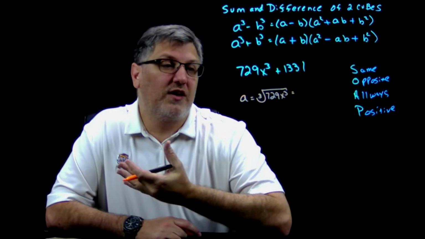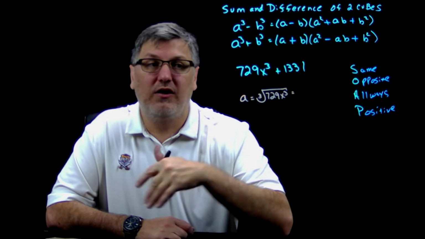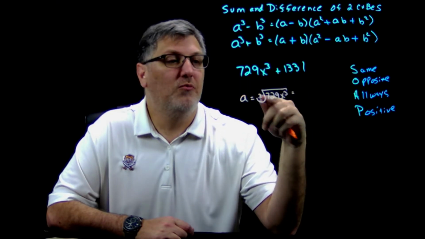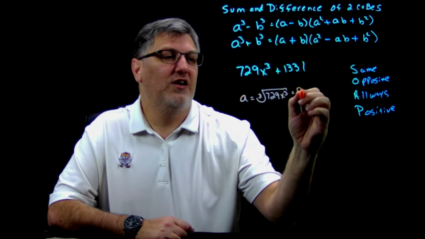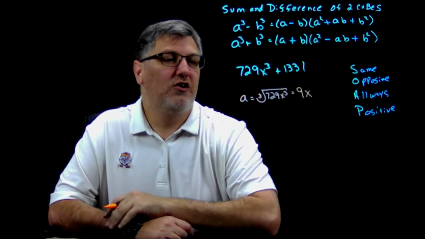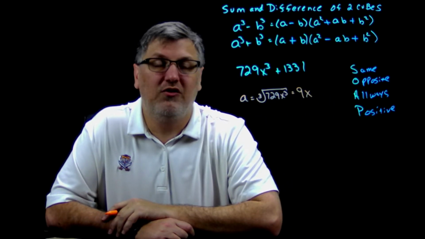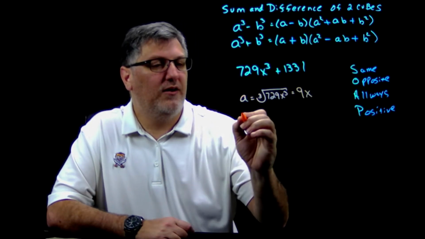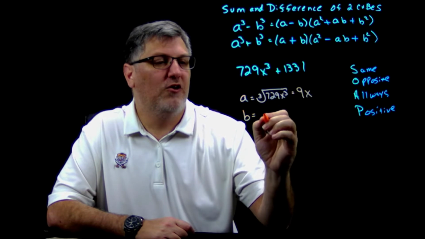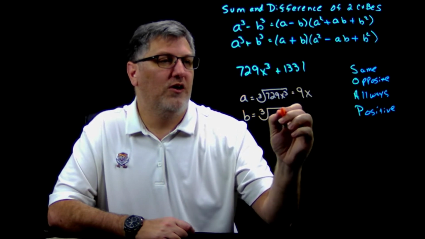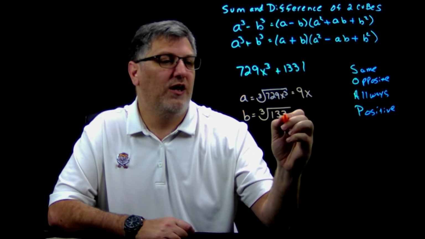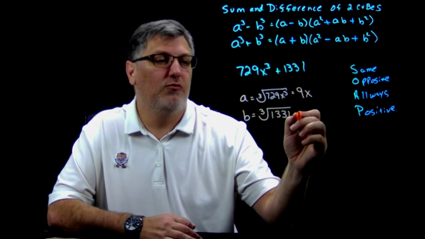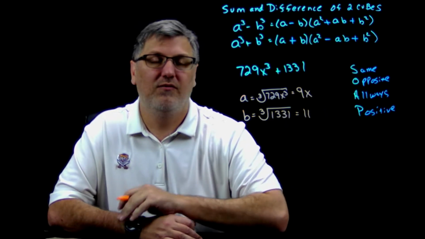So you put this in the calculator, the cube root of 729. We already know x cubed is a perfect cube because that's going to be x. But the cube root of 729 is 9. So the cube root of 729x cubed is just 9x. Now, we're going to look at my b. We're going to see if b is a perfect cube. So we're going to take the cube root of 1,331. You put this in the calculator, or if you know your perfect cubes, you know that this is 11.